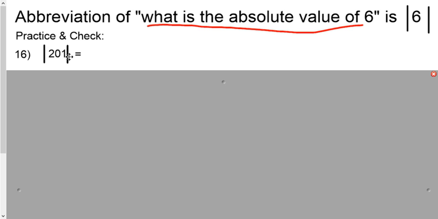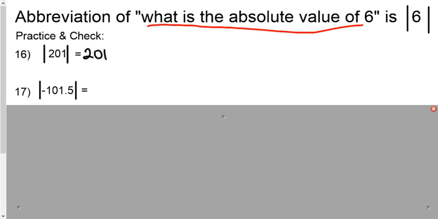It's just asking what's the absolute value of 201. Well, it's 201 spots away from 0, so that's the answer of its absolute value. What's the absolute value of negative 101.5, or negative 101 and 5/10? That's the proper way of saying it. That would be 101.5. We don't say that it's negative 101.5 because we're just saying how far is it from 0. That's all that the question is asking.